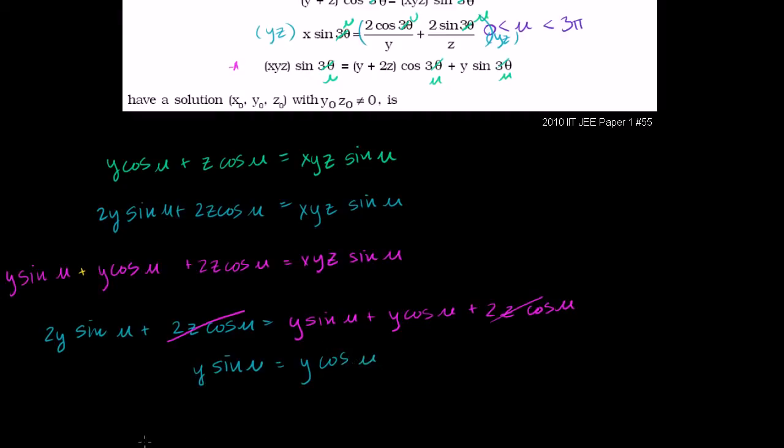cosine of u. So in order to have a solution here, in order for this to be a sensical statement, and remember y cannot be equal to 0, in order for this to end up having a solution, the coefficients on y have to equal each other. Sine of u has to be equal to cosine of u. So that's one constraint.